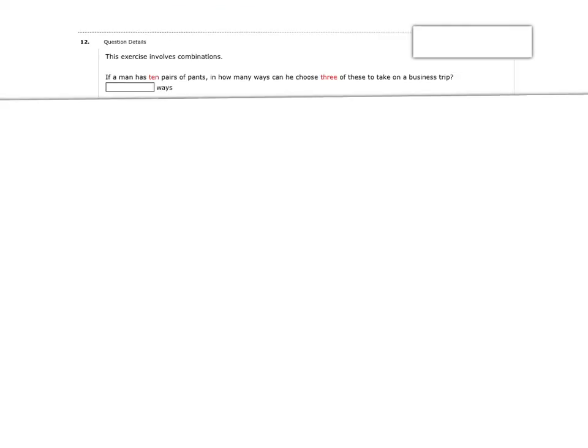All right, next one here says a man has 10 pairs of pants. How many ways can he choose 3 of these to take on a business trip? So it sounds like the order doesn't matter in which he chooses them, so that's going to be a combination. And so I would say this is 10C3.